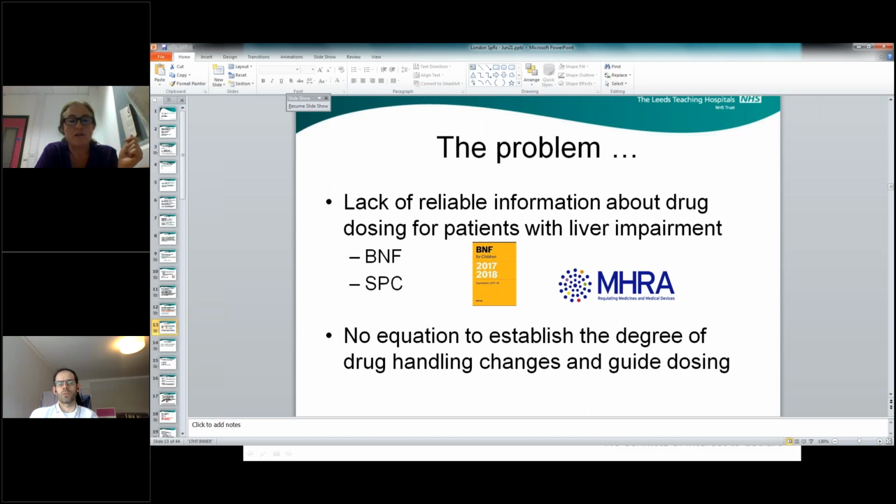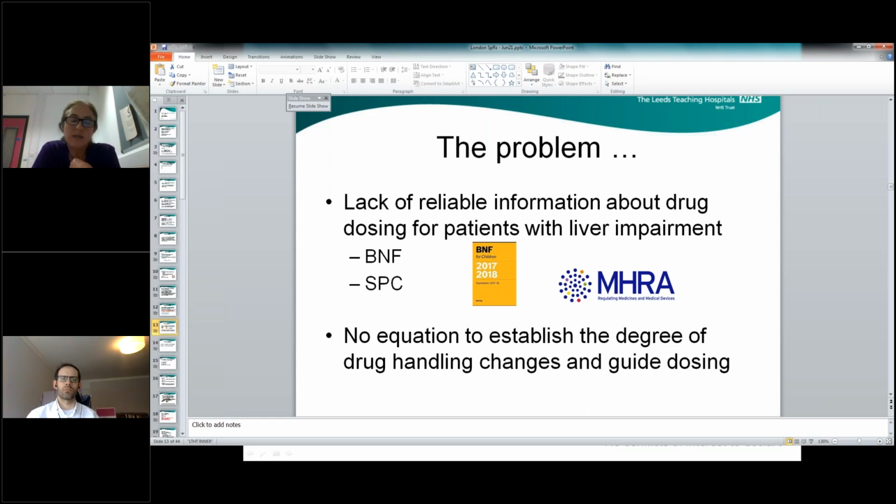The manufacturers, so the SPC is the manufacturer's blurb, and SPCs tend to be very much on the cautious side and will say it hasn't been investigated in liver dysfunction, therefore it's not recommended. And that's almost always the default position from drug companies. So that's not very helpful for us.